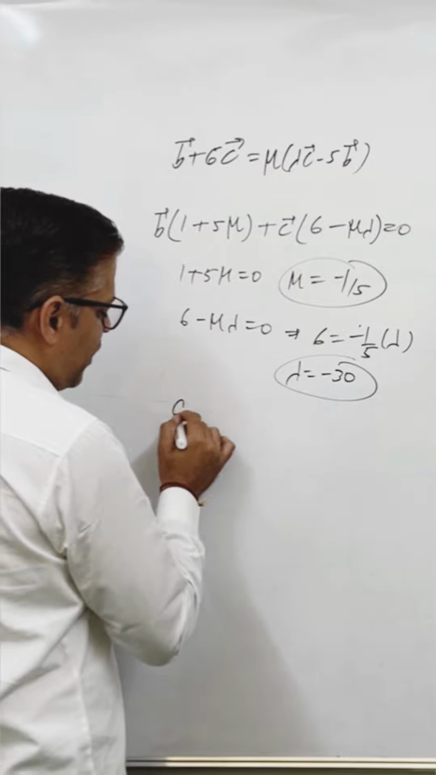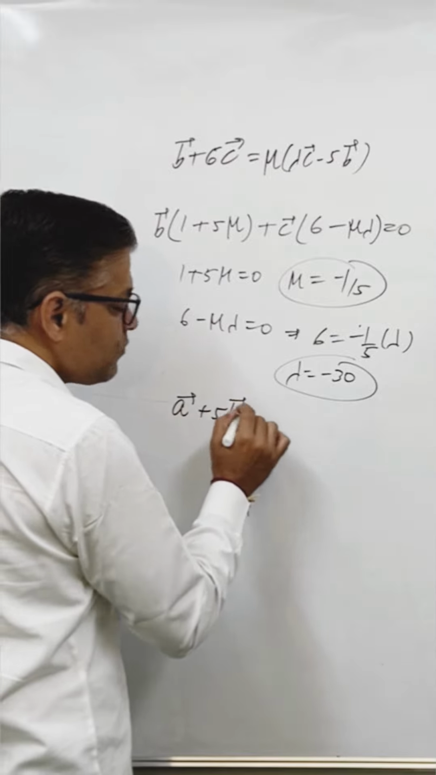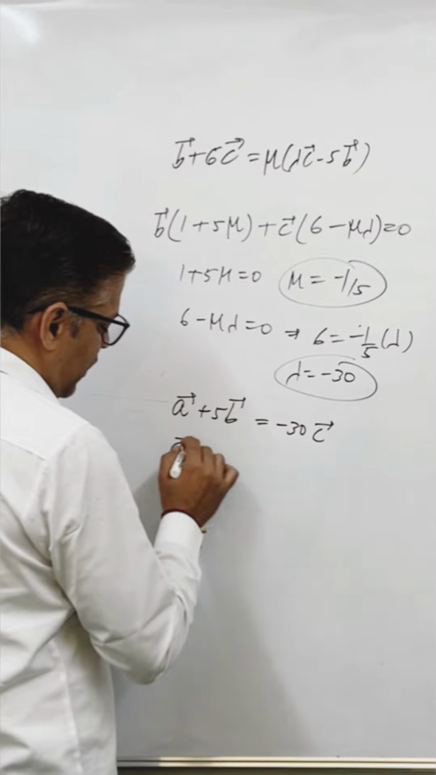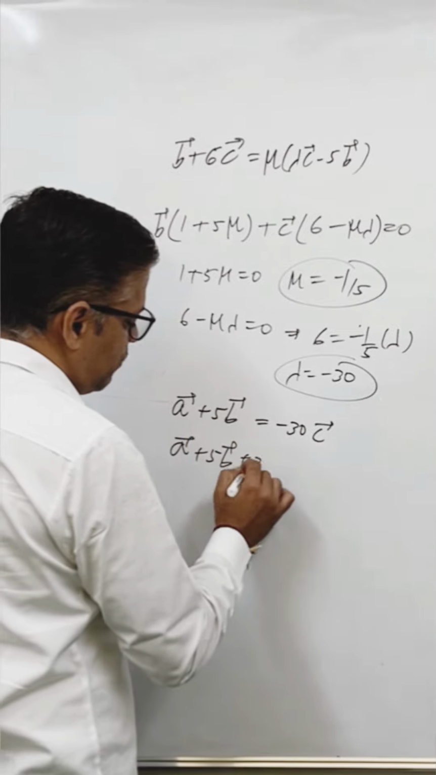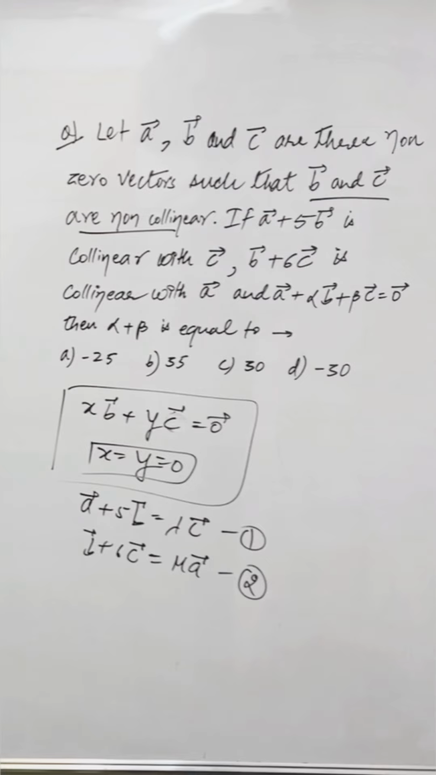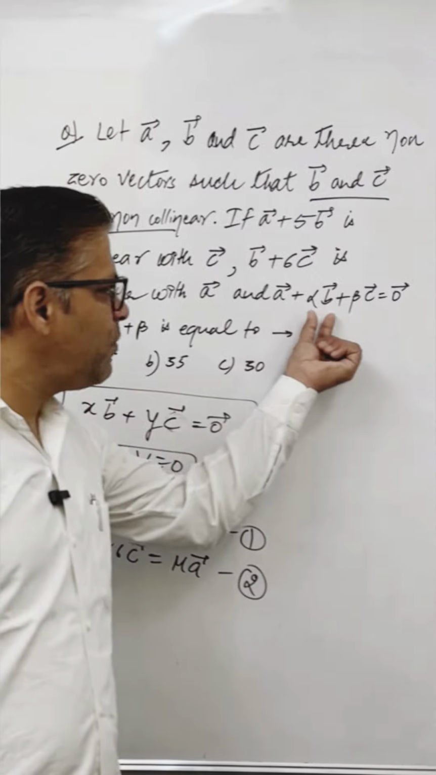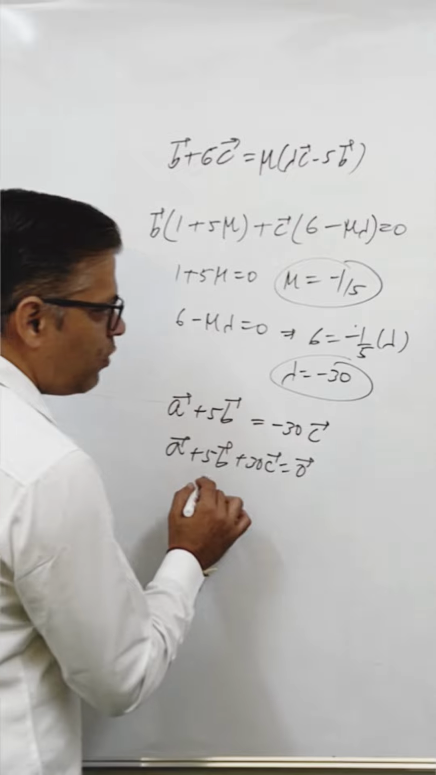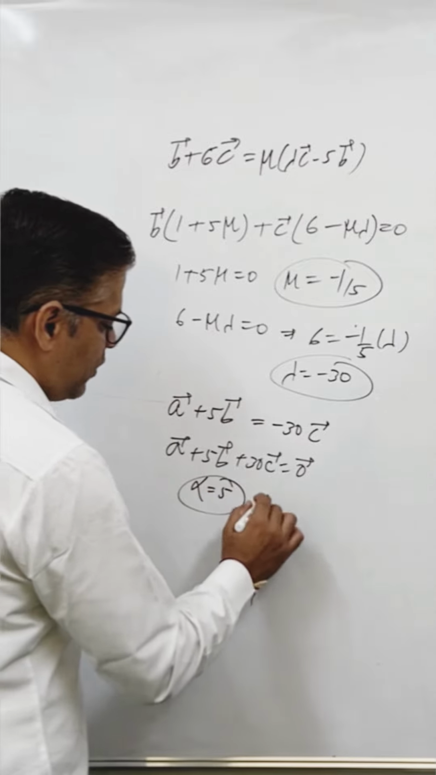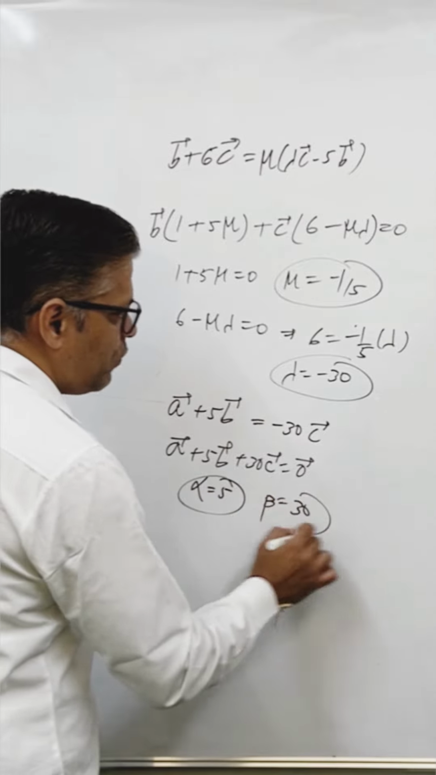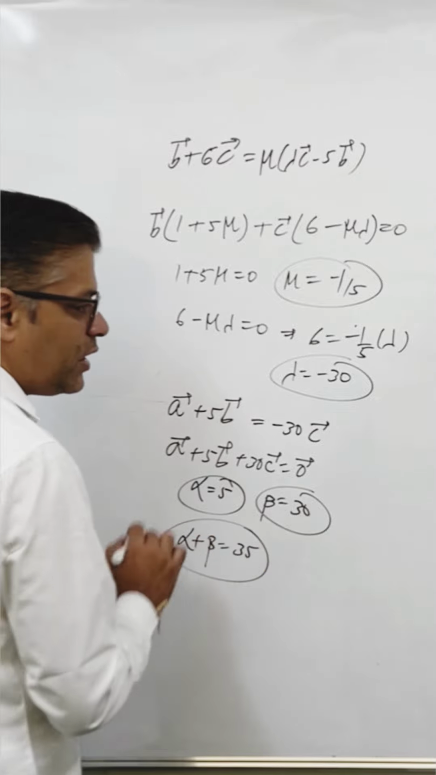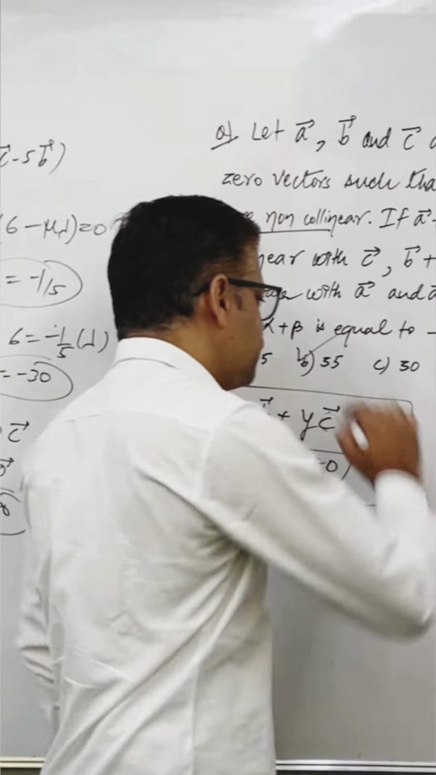We will put the value of lambda. So A plus 5B is equal to minus 30C, that is, vector A plus 5B plus 30C is equal to the zero vector. Since vector A plus alpha B plus beta C is equal to 0, when we compare, the value of alpha will be equal to 5 and the value of beta will be equal to 30. That is, alpha plus beta will be equal to 35. So the correct option is option B.